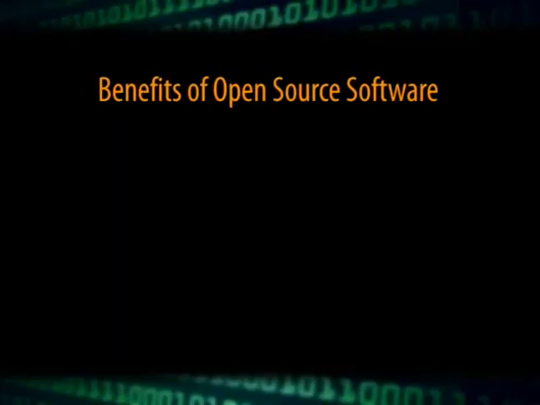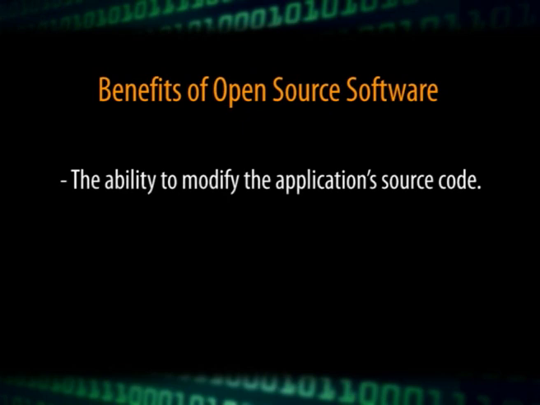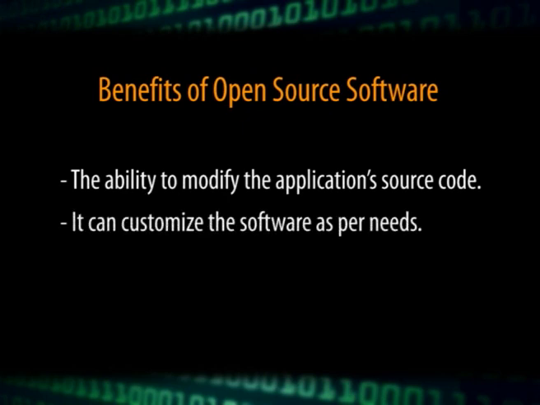For instance, installing openoffice.org instead of Microsoft Office saves the storage space on the hard drive, as well as the random access memory. These open source softwares are ideal for learning in academic institutions. The other benefits of using open source software are the ability to modify the application's source code. The user of the open source software can customize the software as per their needs.